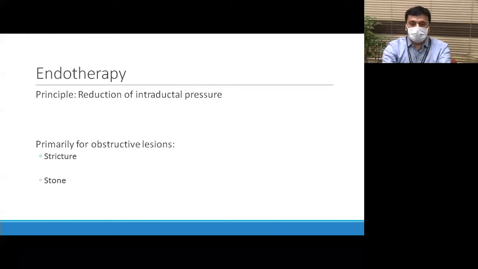So endotherapy, the principle of endotherapy is to reduce the intraductal pressure, and that is used in patients with primarily obstructive lesions of the pancreatic duct, like a pancreatic duct stricture or a stone. So endotherapy is used if the patient has a single stricture in the head of pancreas. If the patient has multiple strictures or strictures in the body or tail of the pancreas, this endotherapy will not be very useful.